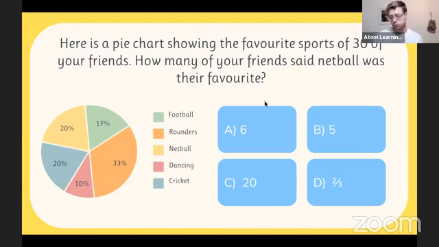So what I'll do, I always like going for a nice lilac color. We know that there are 30 students in total. So this whole pie chart will be 30 students. And we want to know how many said netball was their favorite sport. Now, if we have a look, netball was 20% of this whole pie. So this whole pie is 30 children.